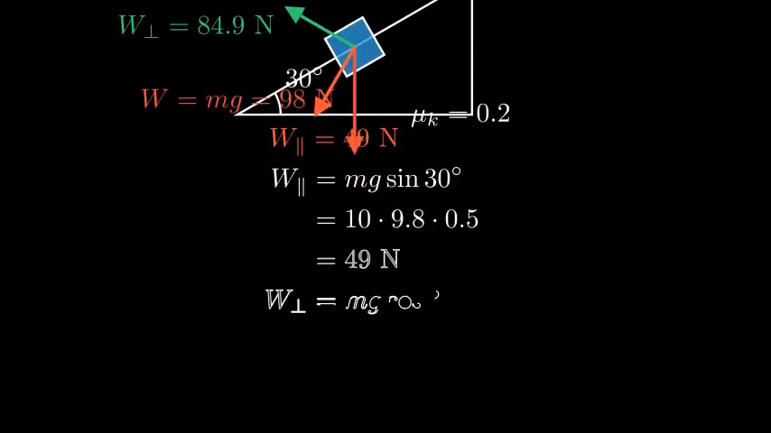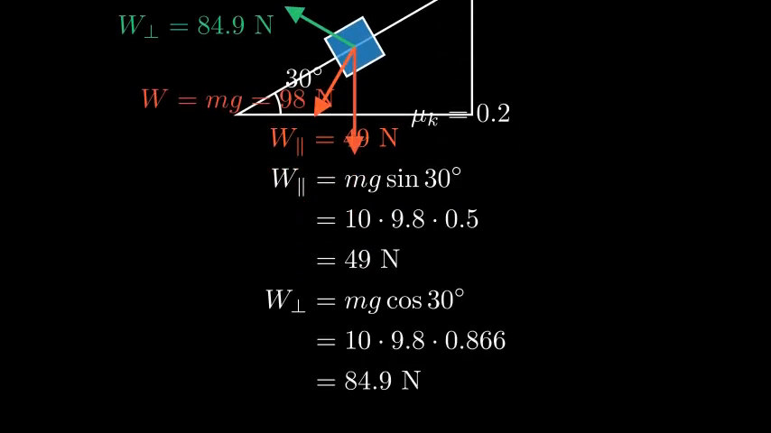The parallel component, which is down the slope, equals weight times sine of 30 degrees. That's 98 times 0.5, which equals 49 newtons. The perpendicular component, pressing into the incline, equals weight times cosine of 30 degrees. That's 98 times 0.866, which equals 84.9 newtons.